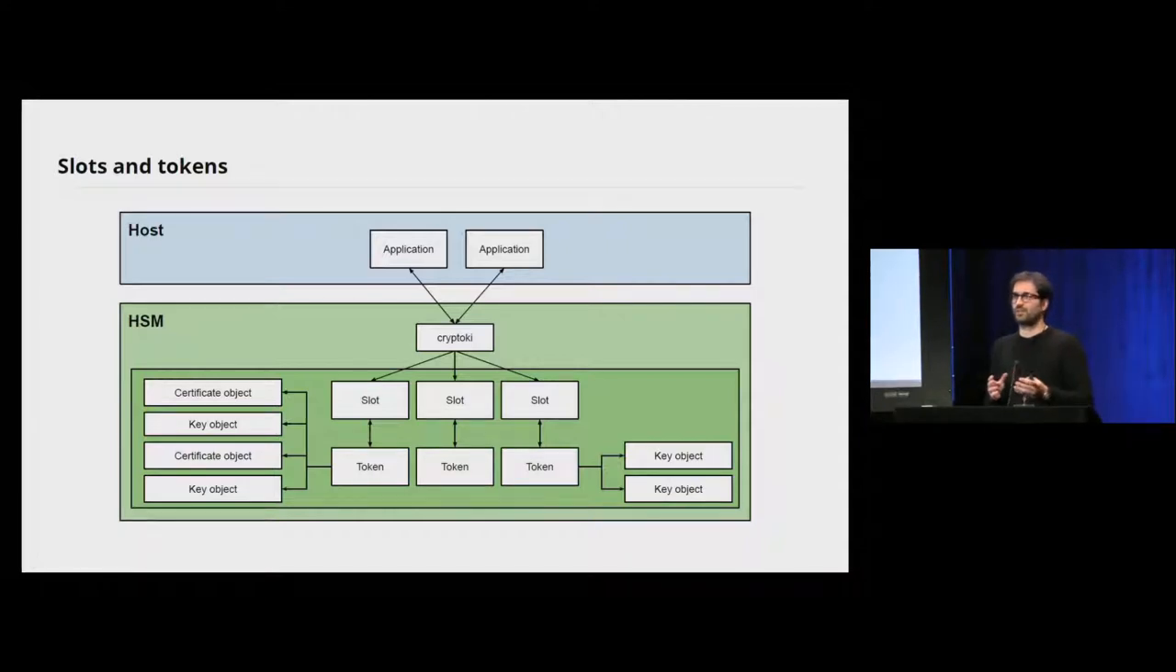In the case of an HSM, the difference is a bit blurry. Let's say that you have several slots on the HSM. Each slot has one token, and the objects are bound to a token. For example, if a user connects to the token on the left, they will only be able to access the objects that belong to that token, and not the objects that belong to the token on the right.